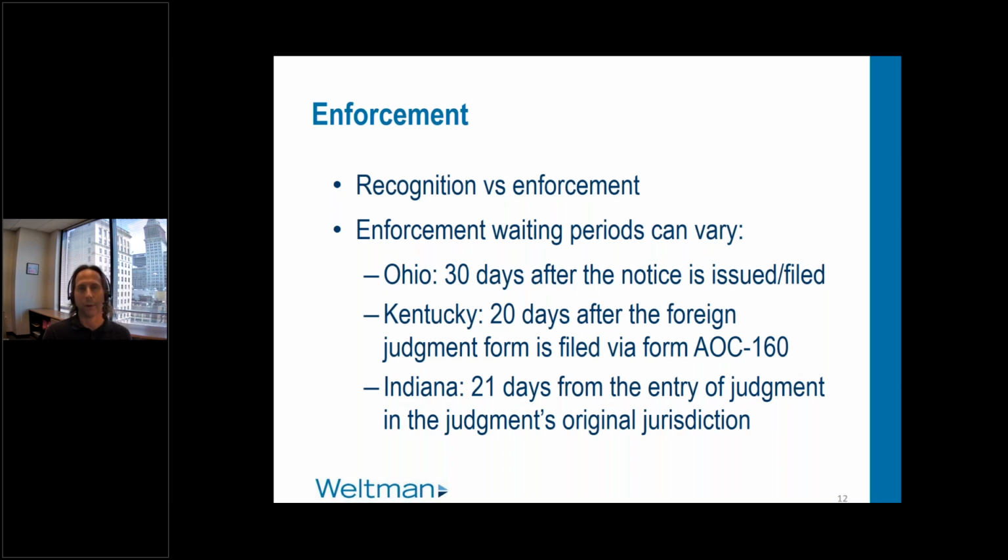Indiana takes a different approach. All they say in their version of UAFJA is that you've got 21 days from the entry of judgment in the judgment's original jurisdiction, which isn't really long. Often it's already passed by the time we even domesticate it. You'd have to move pretty quickly to get a judgment, domesticate it, get the ECOJ and everything together, and have it filed within 21 days. So practically in Indiana, you can just execute immediately. There's no real waiting period in Indiana. Next slide, please.